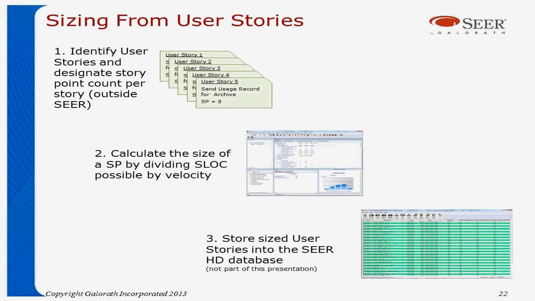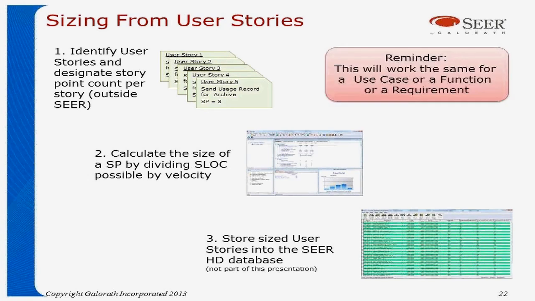The first thing we do is we identify all our user stories, and we align the story point counts to each of the user stories. But that's done outside of SEER. The next thing we'll do is go through the exercise I just showed you, calculating the size of the story points by dividing the lines of code by how much velocity. Now this data then gets saved into the SEER historical database.